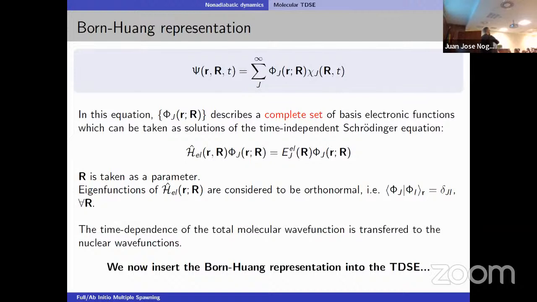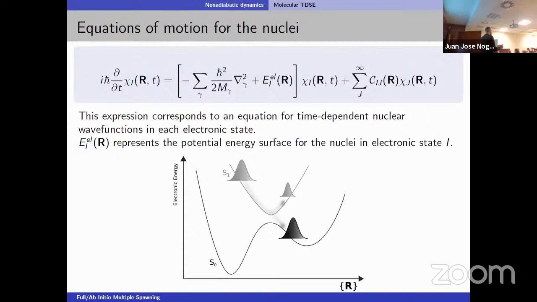I'm not going to do the math, but basically if you shake it a bit, what you will obtain after a tiny bit of algebra, and it doesn't take much time, is basically a new version of the time-dependent Schrodinger equation, which is now for this chi coefficient, for this nuclear wave function. That's the only part in the Born-Huang representation that depends on time. So now you have an equation of motion for the nuclear wave function that depends on the kinetic energy term, the electronic energy that is seen as a potential on which your nuclei will slide, plus something disgusting that we'll talk about in a second, okay?